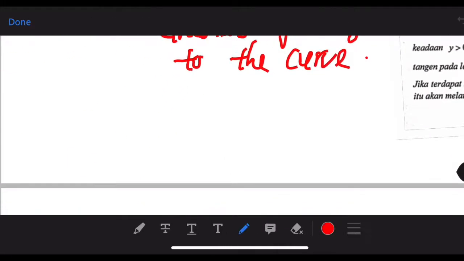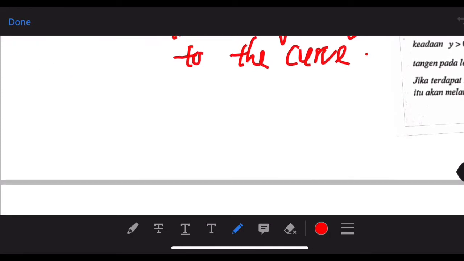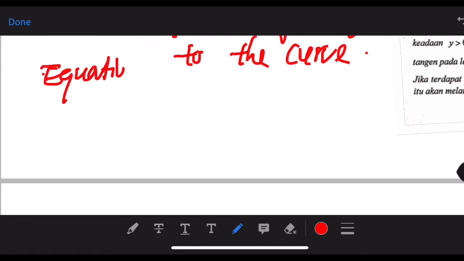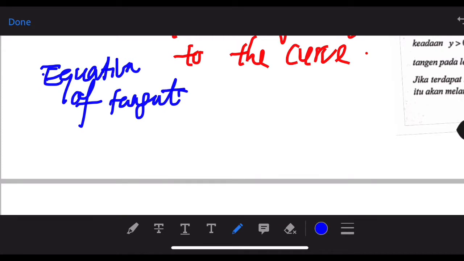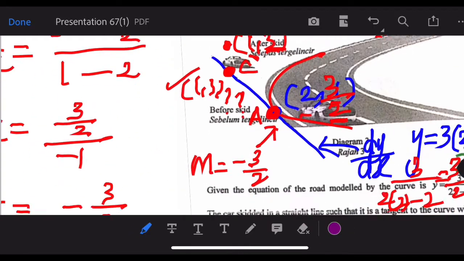We find the equation of the tangent. Okay, let's find the equation of the tangent, the blue line there. The blue line has gradient m, which is the same as the gradient of the tangent to the curve at a point, which is -3/2.